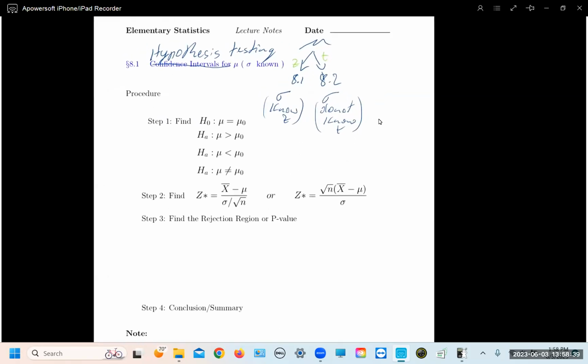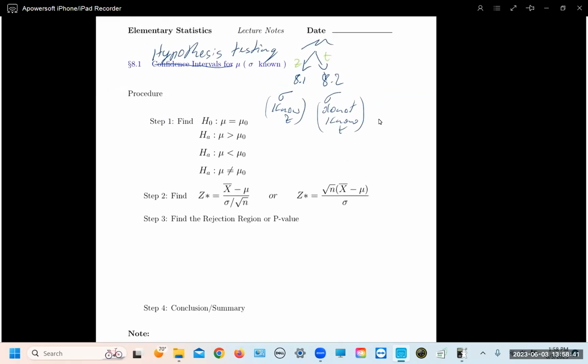And for proportion, or we can say P or pro, that is 8.3. This one is for Z. And for sigma square, this one is 8.4, which uses chi square.